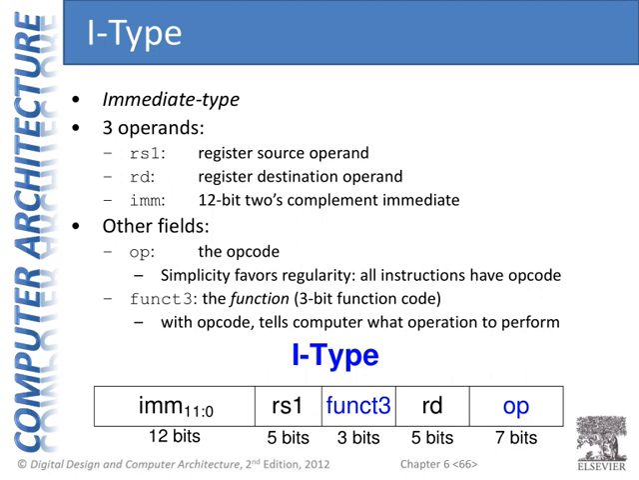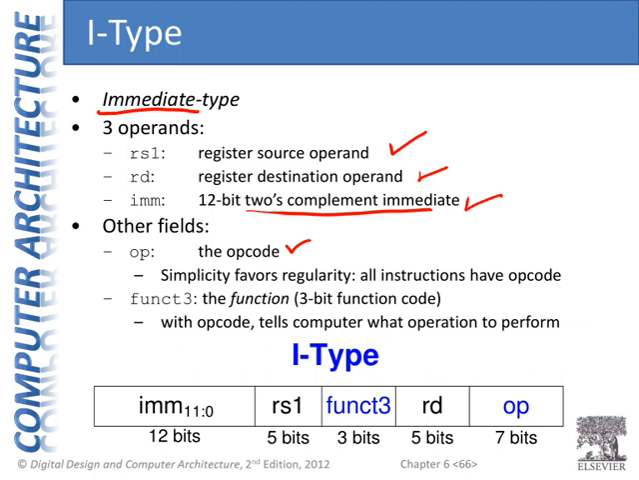So our second type of machine instruction is the I-type or immediate type, because one of the operands is an immediate. So we have one source operand that's a register, RS1, a destination register, and then an immediate. So this is a 12-bit 2's complement or signed immediate. And then we still have the opcode, so simplicity favors regularity. All instructions are going to have an opcode.